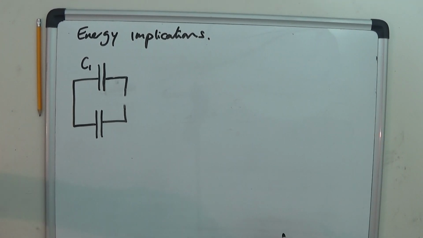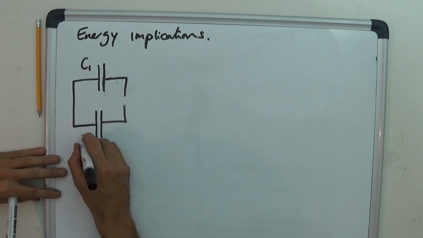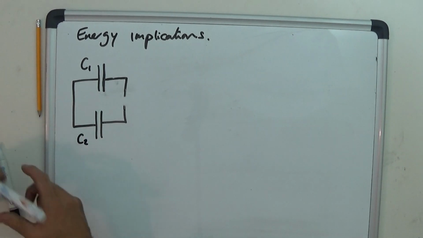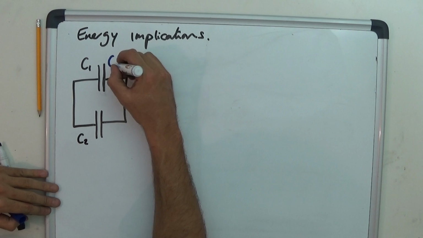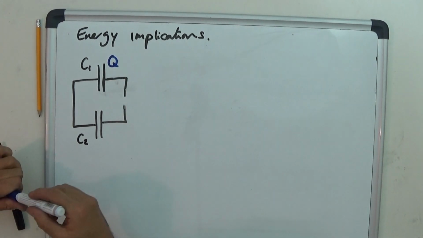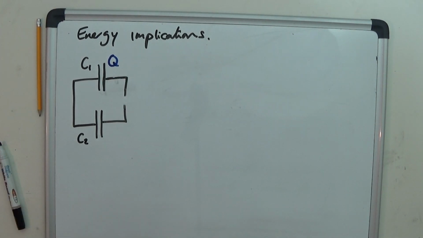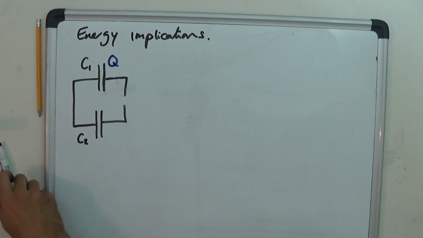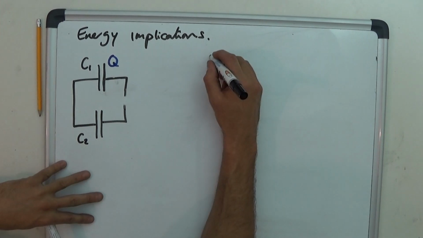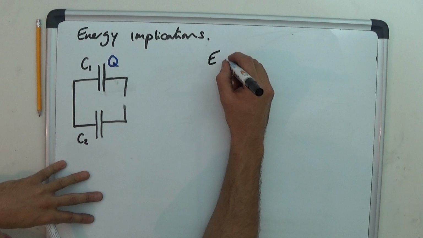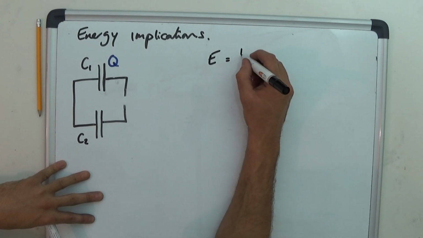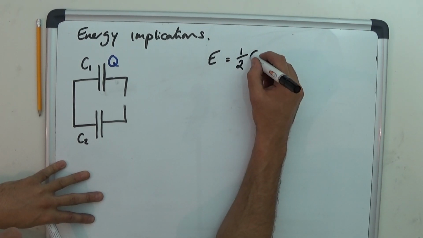Okay, now I want to think about a scenario where we have a capacitor C1 and a capacitor C2. C1 is charged up with a quantity of charge Q. Now if we think about what's the energy on C1, well, the energy is going to be equal to a half QV.